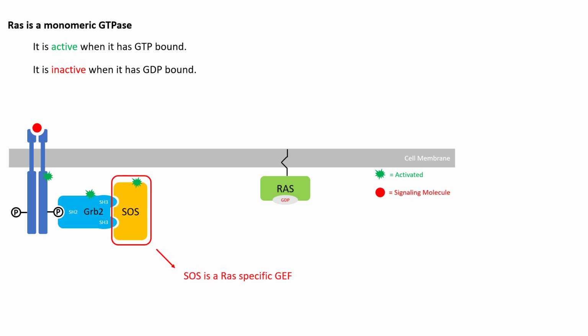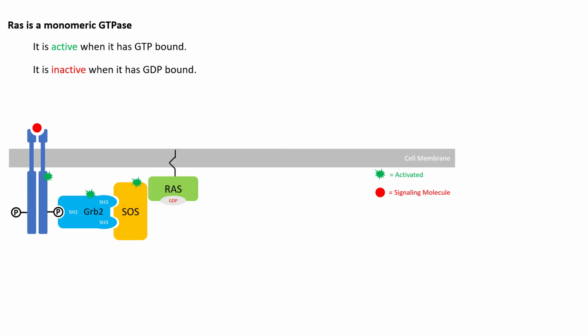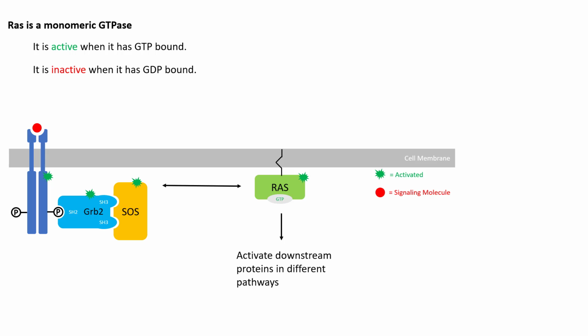SOS is a RAS-specific GEF. RAS will then bind to SOS. It will then exchange its GDP for GTP, and it will become activated, and it will be no longer bound to SOS. It should be noted that an activated SOS, localized to the cell membrane, can activate many RAS proteins. RAS will go on to activate downstream proteins in different pathways.